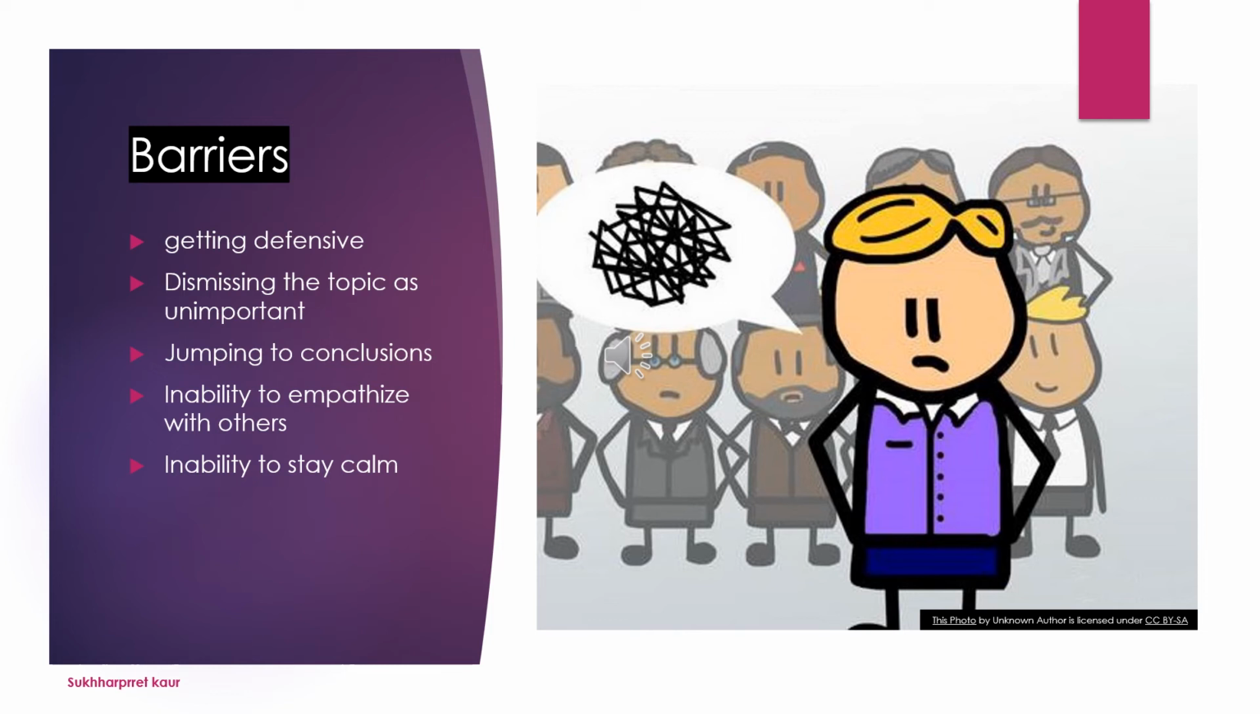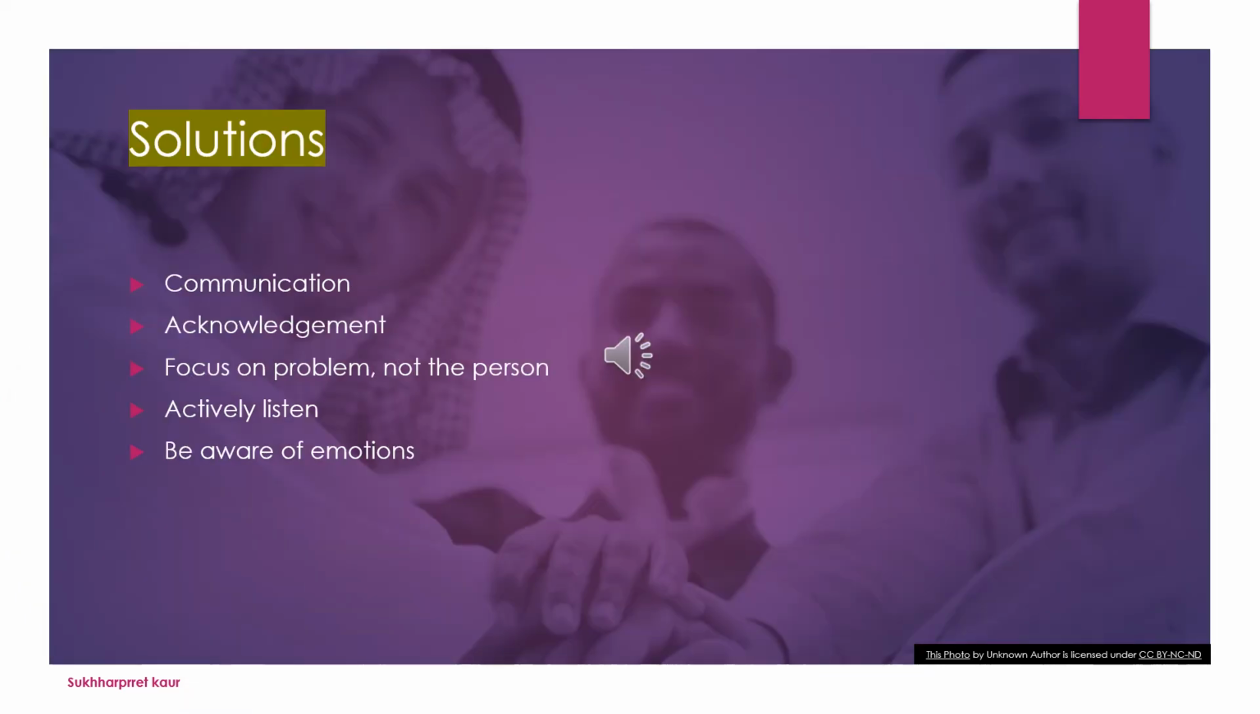The last one is inability to stay calm. There are always those times when things just explode and the conflict begins to escalate. People are raising their voices, becoming more aggressive and shifting into attack mode. But you must maintain control and make sure you never lose your cool in these situations. This is perhaps the most damaging barrier that you could put up in resolving conflict. So here are some solutions to this problem.